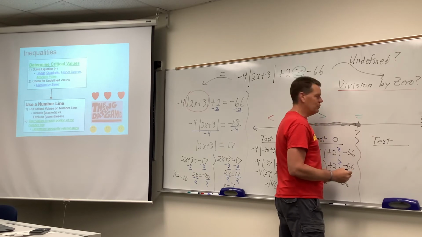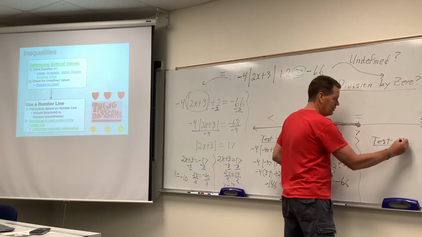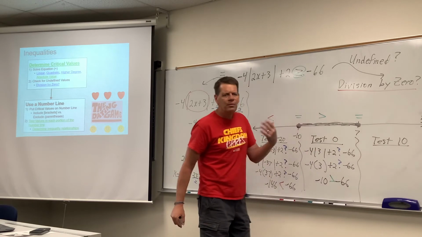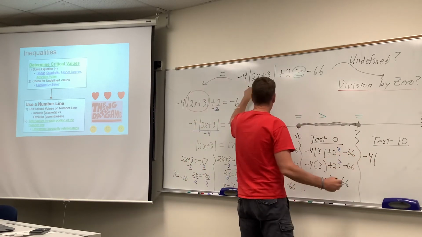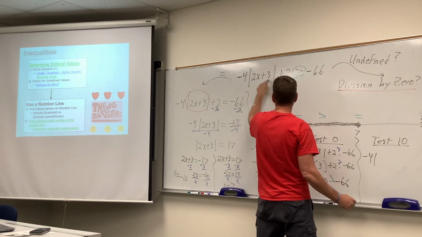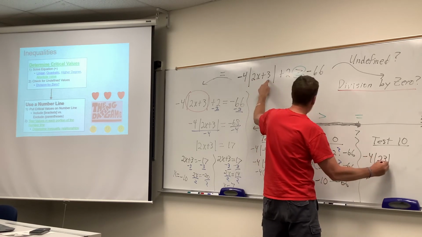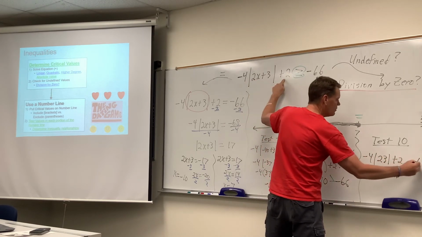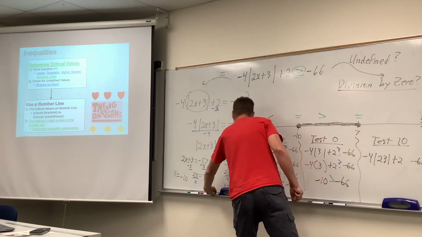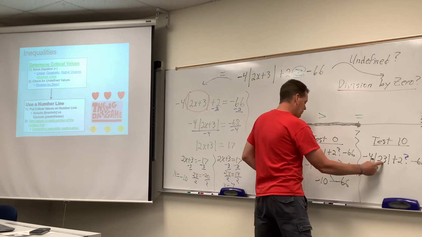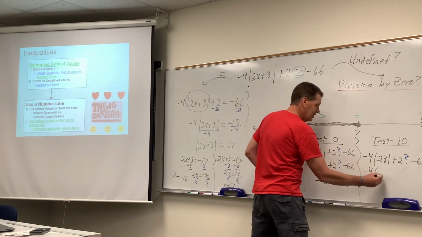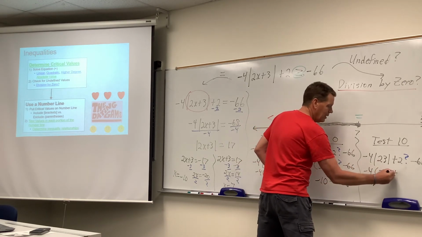What do you guys want to use? 10! Good idea, I'm going to use 10. It ends in 0. All right, so here we go, negative 4. This just tests your arithmetic skills. 2 times 10 is 20, plus 3, that'd be 23. Plus 2, negative 66. All right, put a question mark there. The absolute value of 23 is 23.